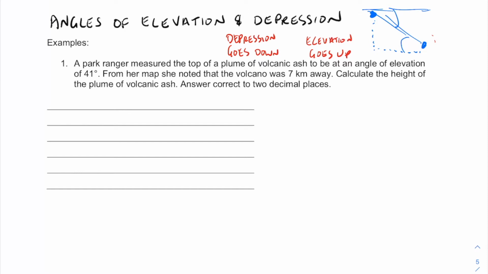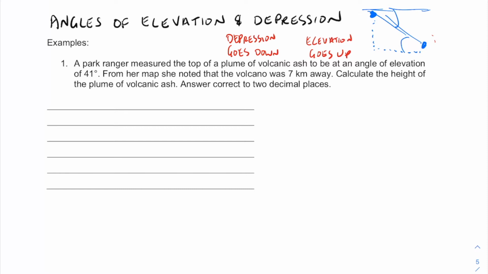We're going to explore these ideas a little bit in a couple of examples using an angle of elevation and an angle of depression. Our first example is a park ranger. They're in an area where there happens to be a volcano. Probably not anywhere around where we are, but definitely parts of the world have volcanoes.